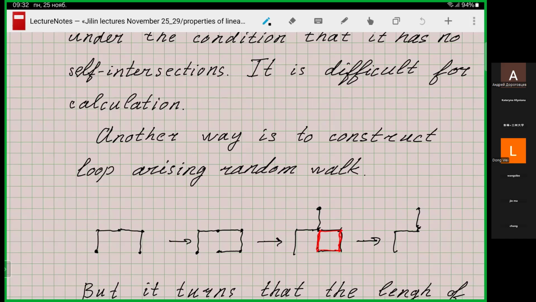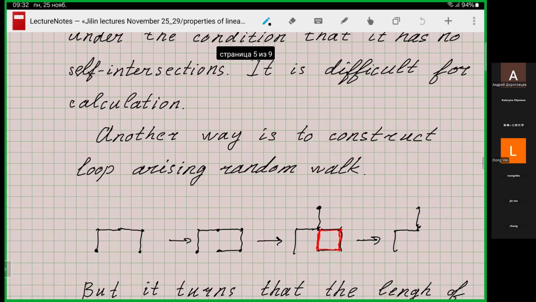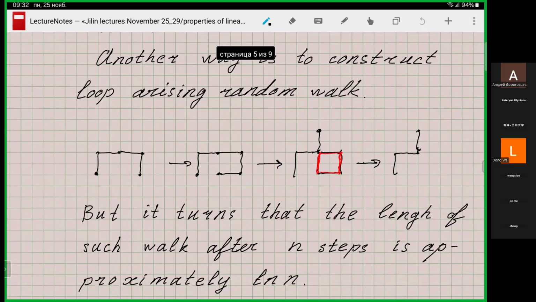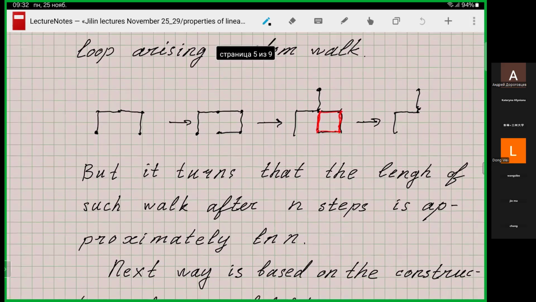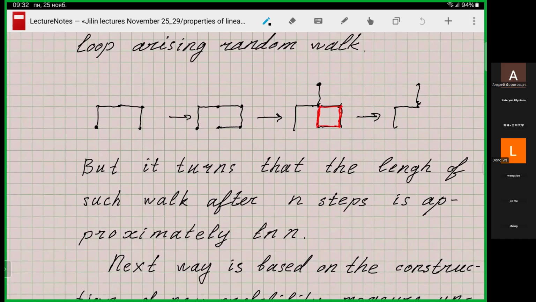It occurs that in mean the number of steps which remains in this trajectory out of the initial n steps is approximately logarithm of n. So it is not a good idea to consider such trajectories. You remember, the Flory index is n in some power.